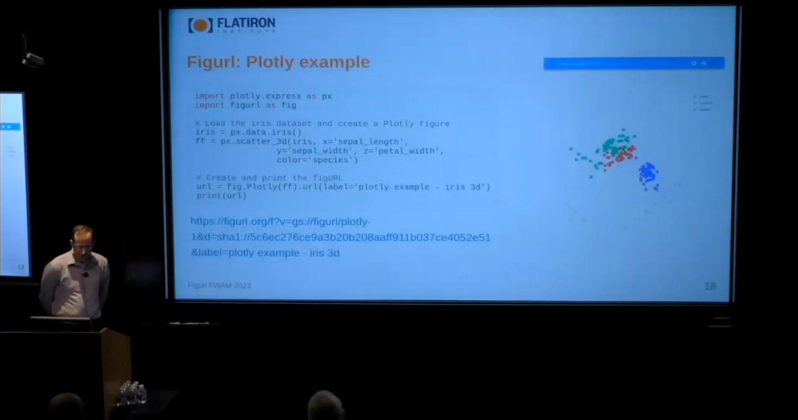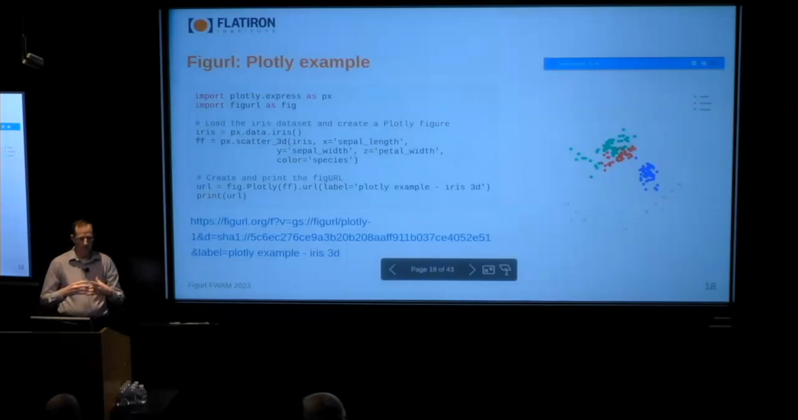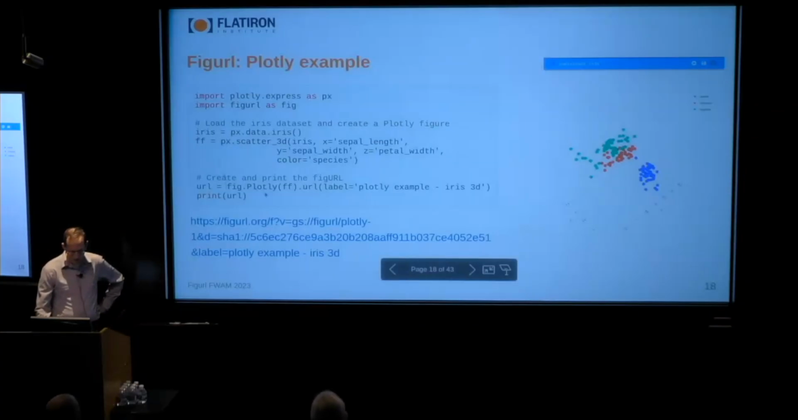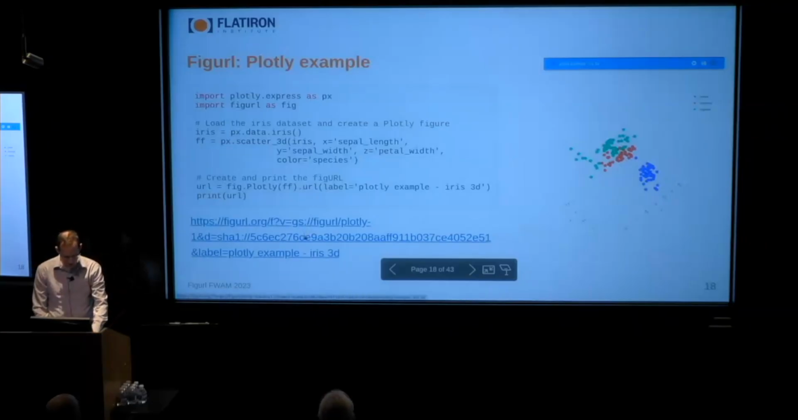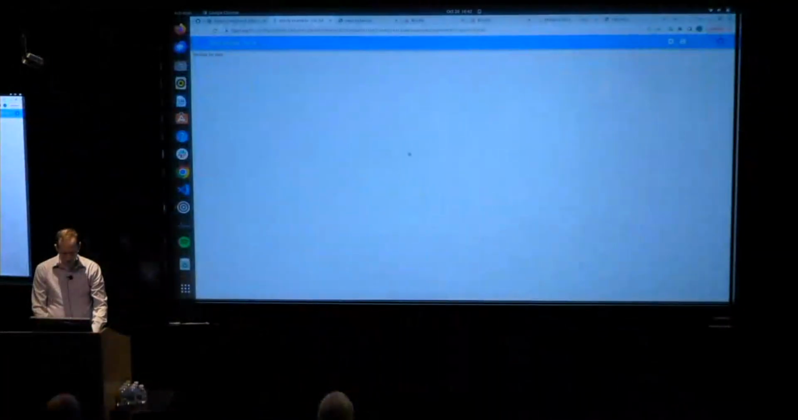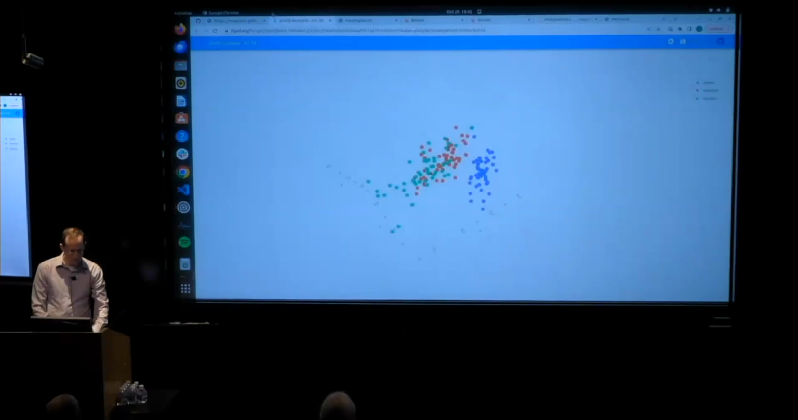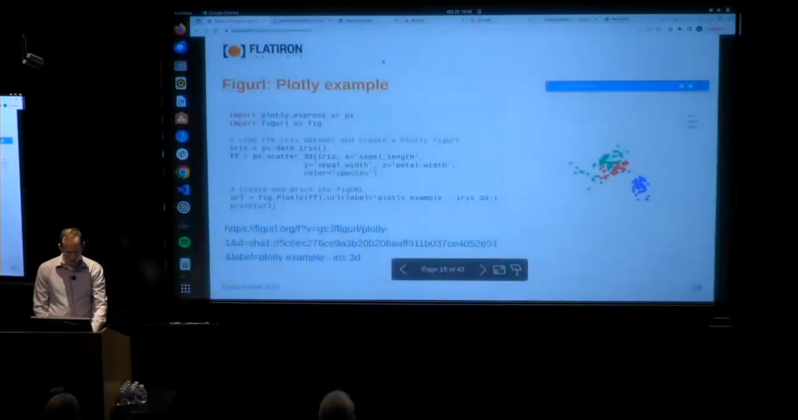So here's an example, a Plotly example. So in Python, you can create a Plotly figure here. And then instead of saying, I think, figure.show, you wrap this in a FigURL Plotly object. And then you generate the URL from it. And then it gives this link here, which I can click on. And we have this Plotly view that I can just share with anybody. And yeah, so that works for the entire library of Plotly.